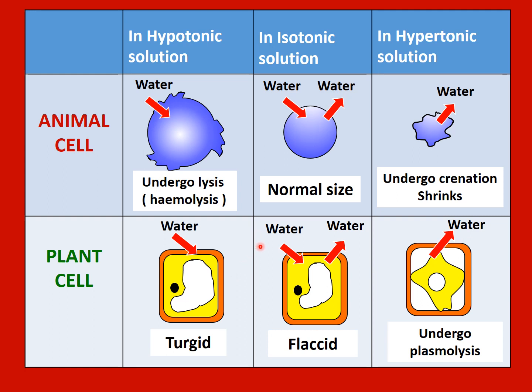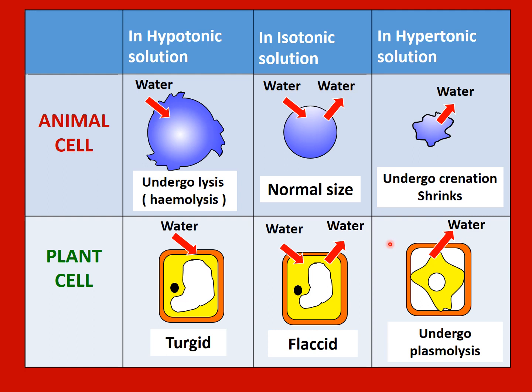When a plant cell is placed in an isotonic solution that's the same concentration as the cell sap of the plant, water will diffuse in and out of the cell at the same rate. So there's no net movement of water through the plasma membrane. No net movement of water into or out of the cell, and the cell is flaccid.